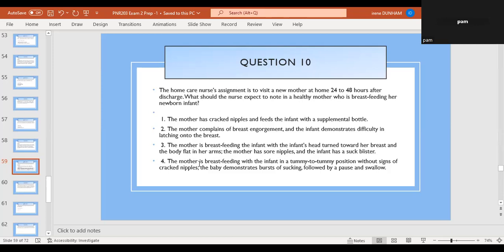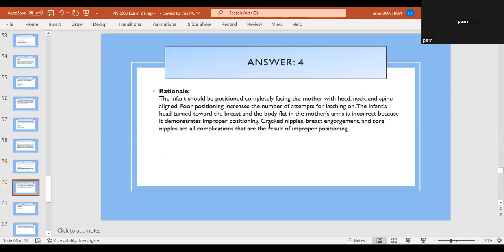And the last one is the mother is breastfeeding with the infant in a tummy-to-tummy position without signs of cracked nipples, and the baby demonstrates bursts of sucking followed by a pause and a swallow. Remember, this is the healthy mommy and breastfeeding her newborn. So which one is the most healthy of all of them? Is 4. So let me see if I'm right.